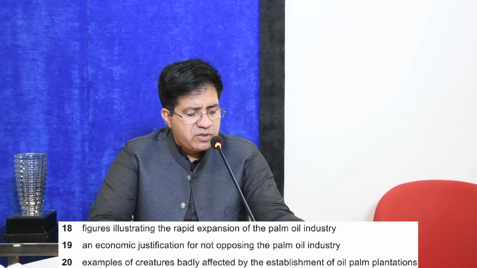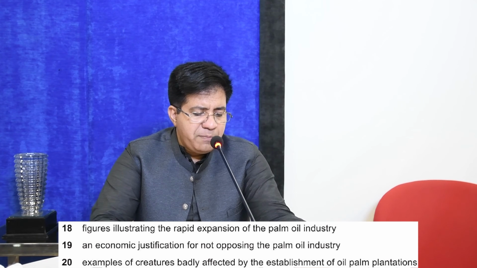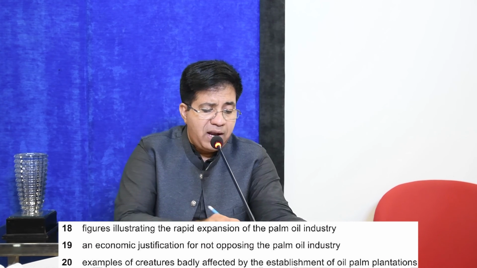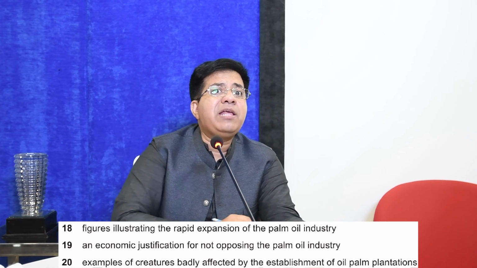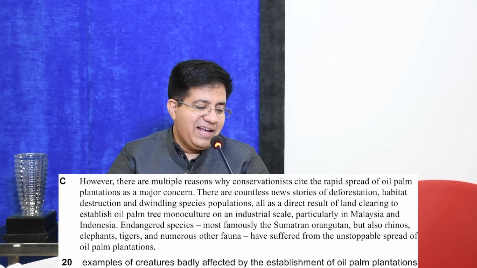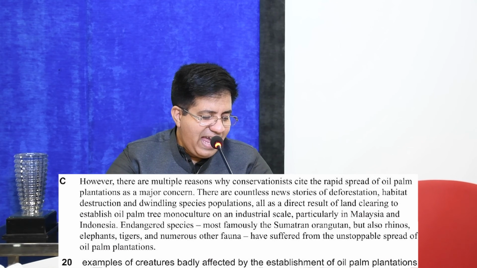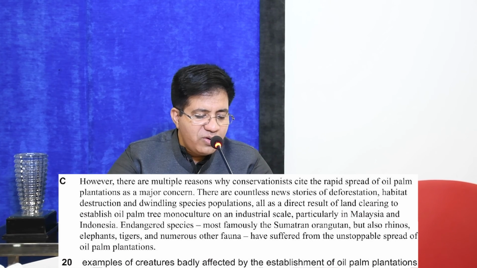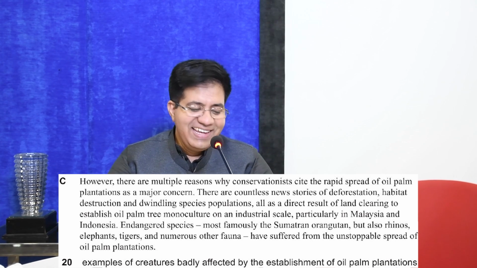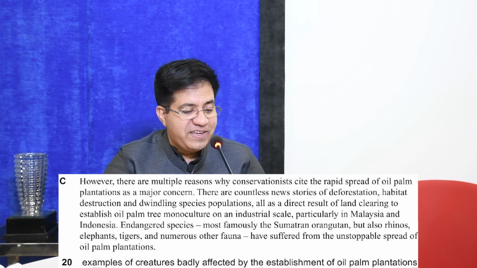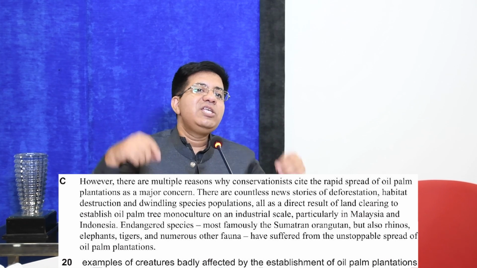Question number 20, examples of creatures badly affected by the establishment of palm oil plantations. Examples of creatures, names of animals. C. Why C? Elephants, tigers, rhino, Sumatran orangutan or whatever, okay? See that? It's not that difficult. For question number 20, the answer is C. So if you do it in the end, then you will be familiar with the passage. You can do it easily. Many questions you will answer without even going to the passage. Right? Got it? Okay. Thank you.